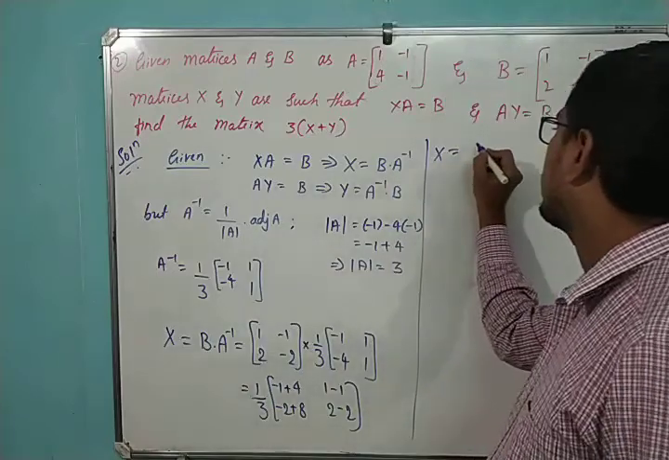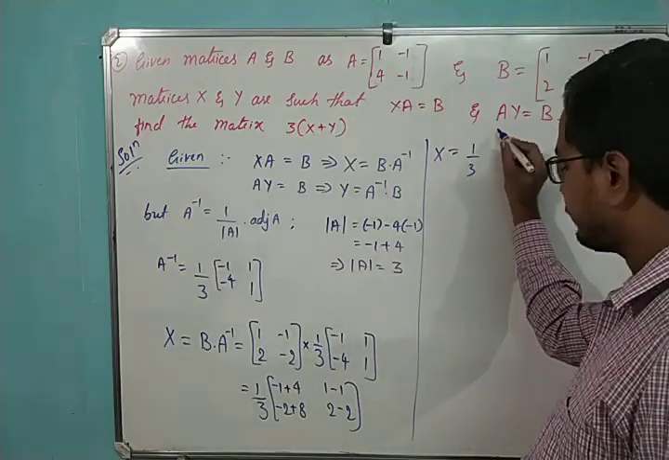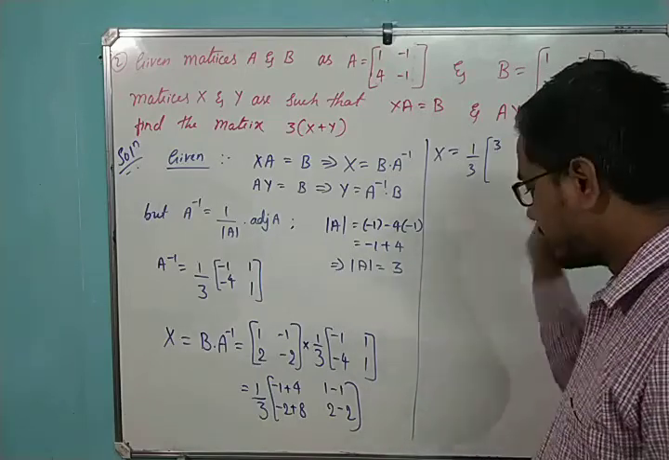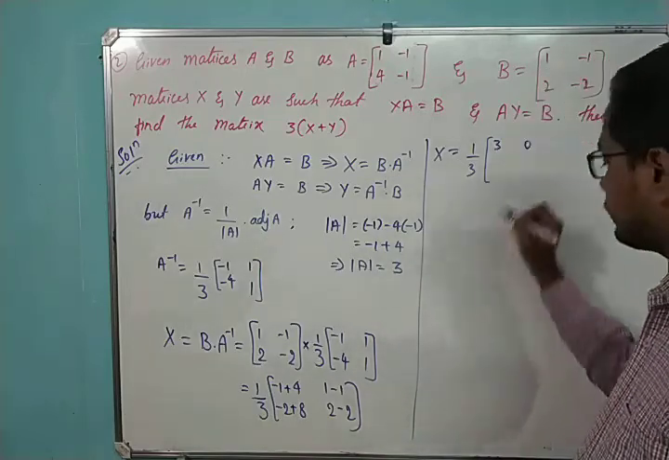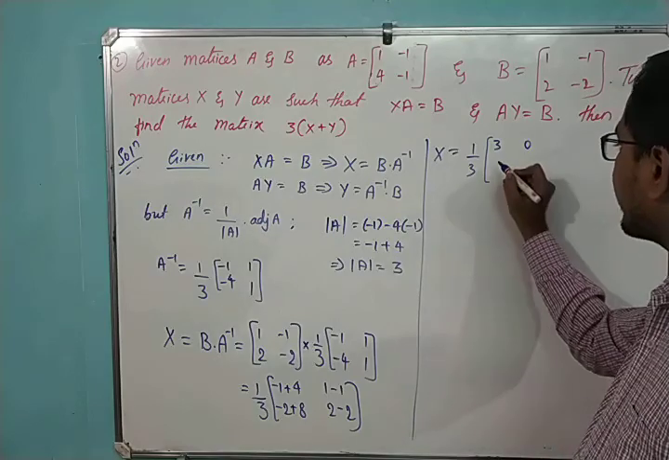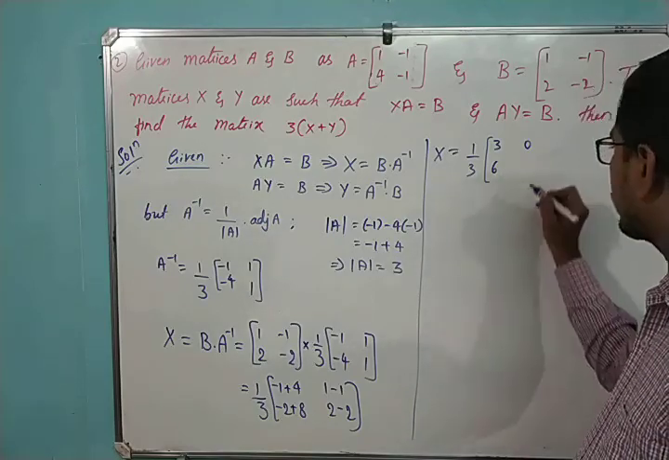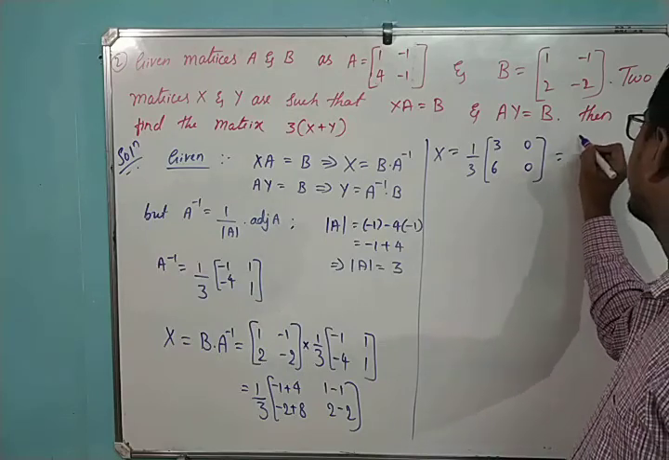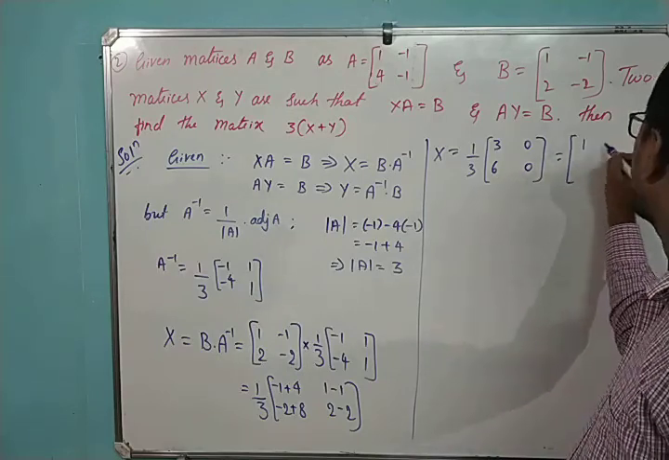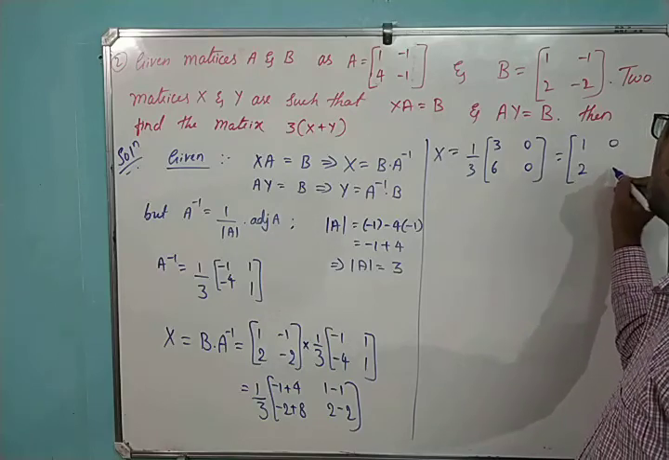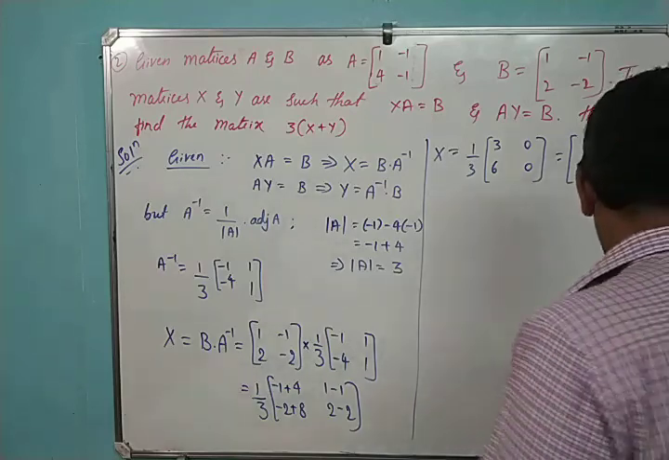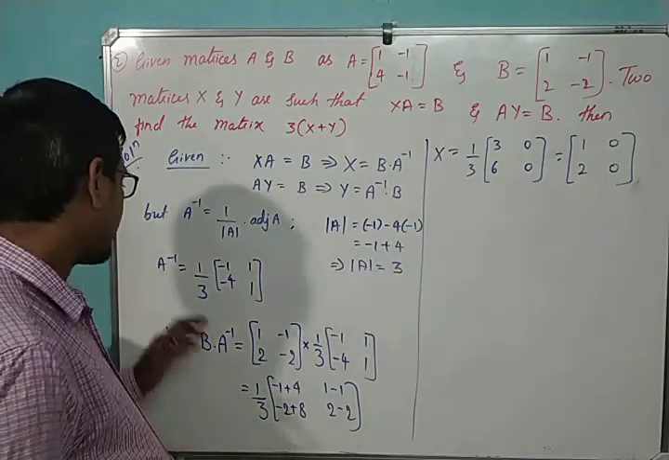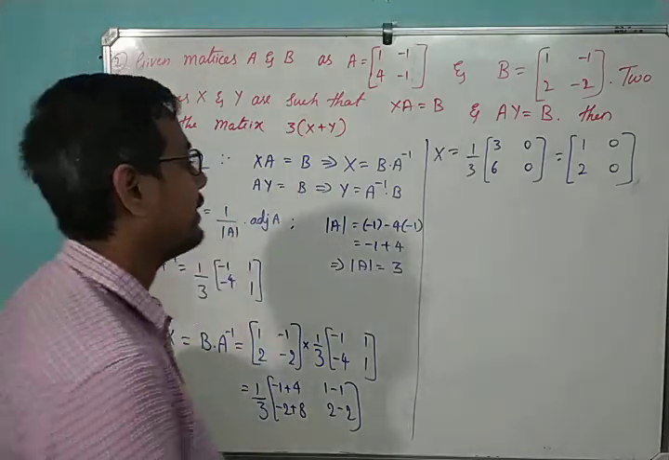So I can write X as equal to 1 upon 3 into: minus 1 plus 4 is 3, 1 minus 1 is 0, minus 2 plus 8 is 6, 2 minus 2 is 0. So if 3 comes inside, X will be what? 1, 0, 2, 0. Right? This is what our X is: 1, 0, 2, 0. And similarly, what is Y?